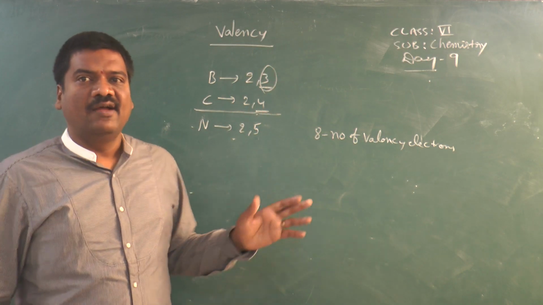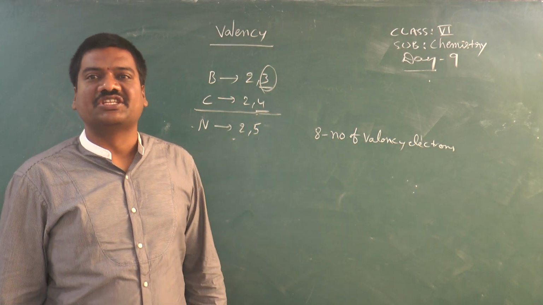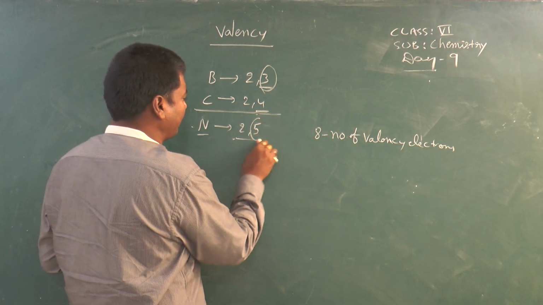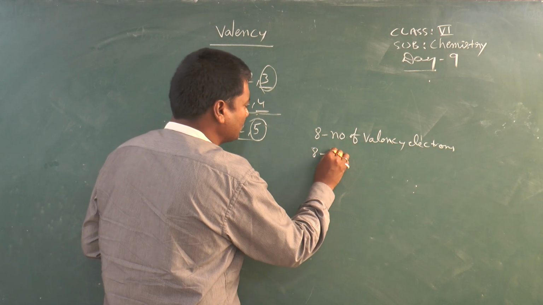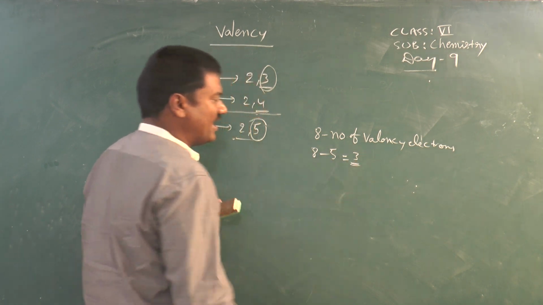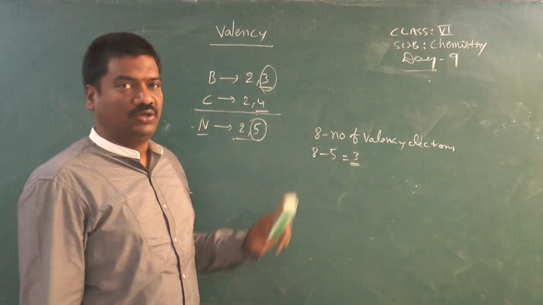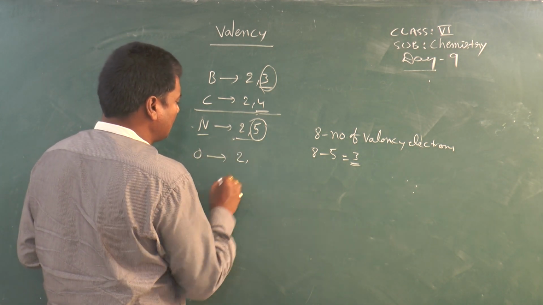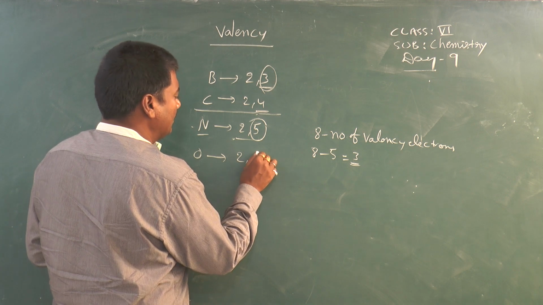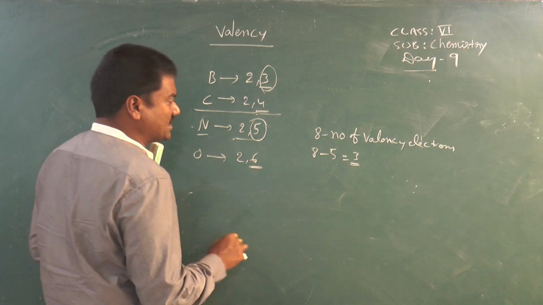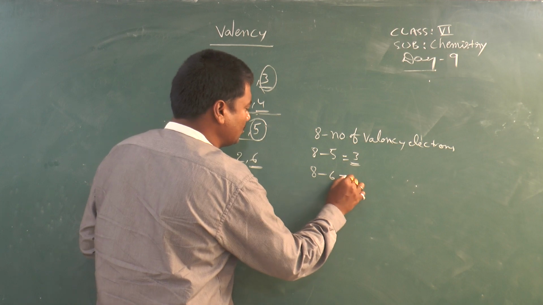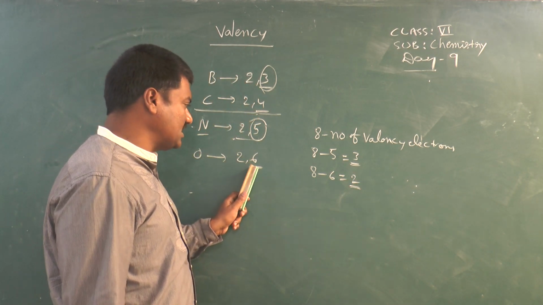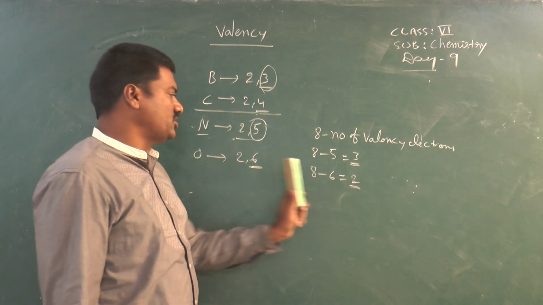If more than 4 electrons are present in the valency shell, we use this formula. Nitrogen is 2, 5, with 5 electrons in the valency shell. Then 8 minus 5 is equal to 3, so the valency of the nitrogen atom is 3. After nitrogen, oxygen has the electronic configuration 2, 6, with 6 electrons in the valency shell. Then 8 minus 6 is equal to 2. The valency electrons are 6, but the valency of the oxygen atom is 2.